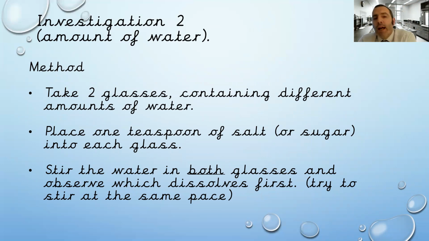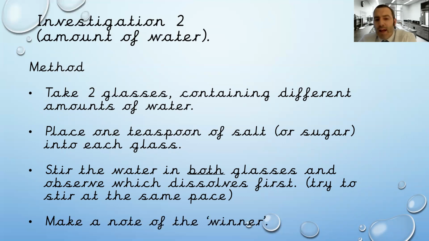And if you ask really nicely, maybe your adult will let you borrow their phone or a computer and you can time it. And you can say that this one dissolved before this one because it took less time. That then takes a variable out and it makes it a fairer test. And this is one thing we keep coming back to in our science, is making things a fair test. And again, make a note of the winner. So which one worked best?